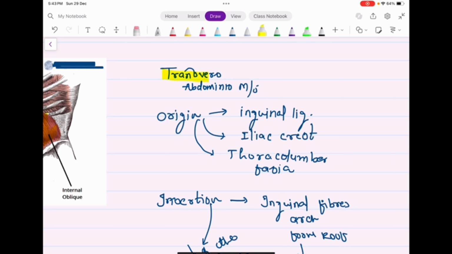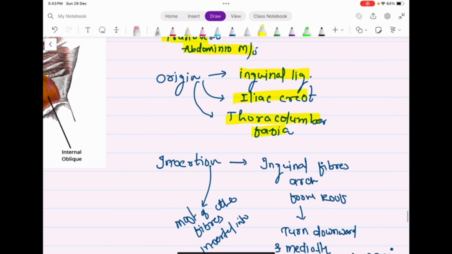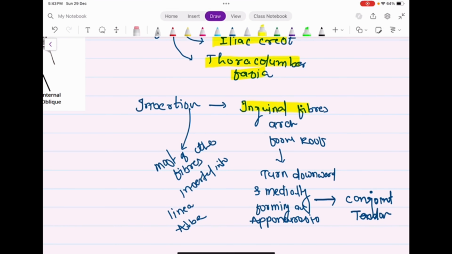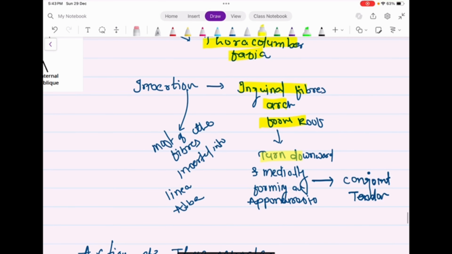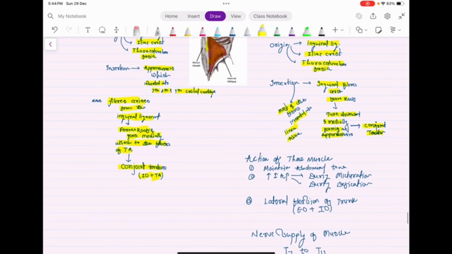Now, coming to the transverse abdominis muscle, which originates from the inguinal ligament, iliac crest, and thoracolumbar fascia. The fibers from the inguinal ligament form the arch roof, turn downward and medially, and form an aponeurosis called the conjoint tendon. Insertion: most of the fibers are inserted into the linea alba.